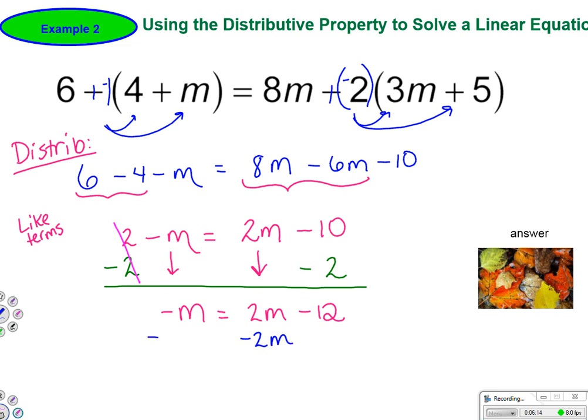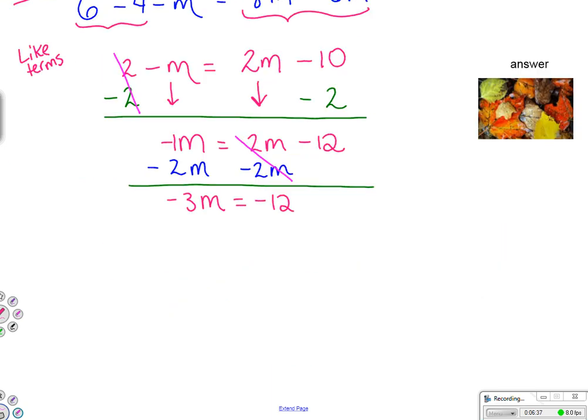So I'm going to subtract 2m from each side. And now negative 1m plus negative 2m gives me negative 3m. This goes to 0, and negative 12 will be on my right side. And finally, we're into the division step. Let's divide by negative 3. Negative divided by negative gives us positive. It's really a 1, isn't it? But we don't have to write 1. M equals 4.